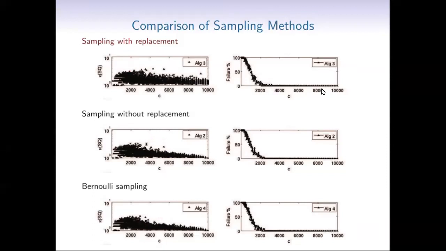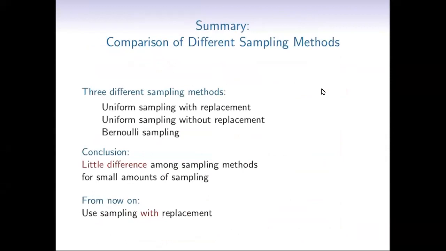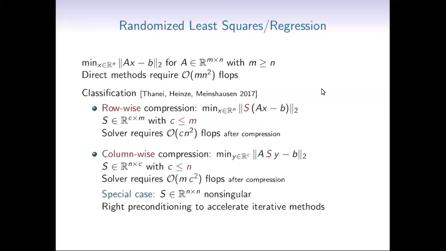So this is anecdotal evidence; we did extensive experiments in the paper, but this is just to illustrate that they don't really differ. There's little difference for small amounts of sampling. Therefore, we may as well do sampling with replacement because it's the easiest method to implement. You can do it in parallel and all that. It doesn't hurt us if we sample a row twice or thrice. That's what that says.